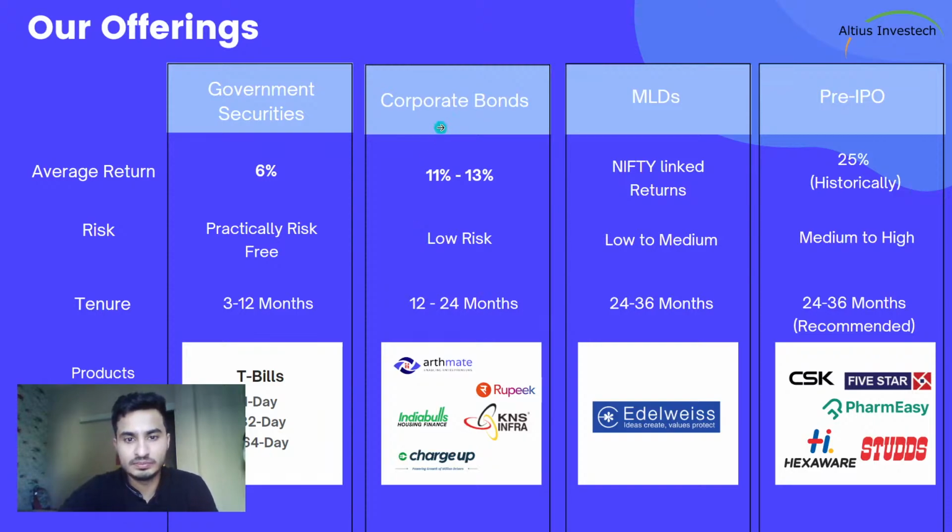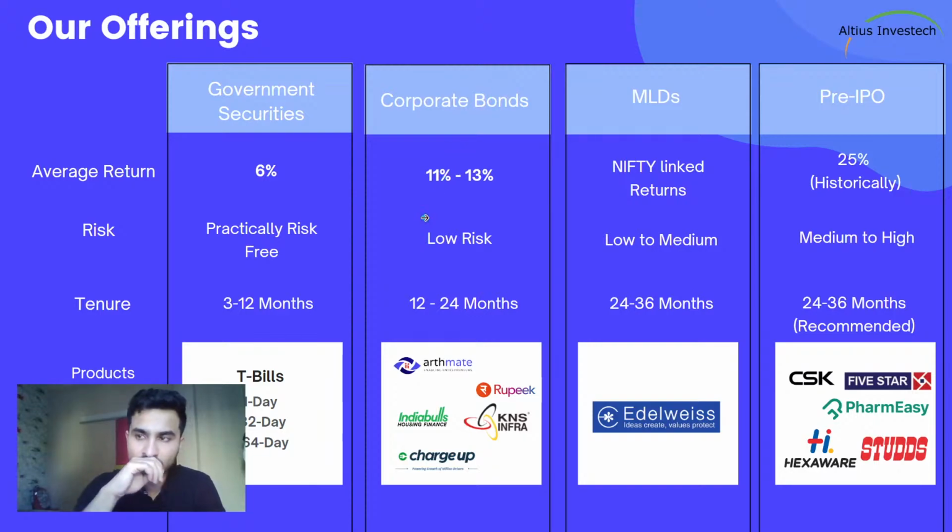The type of products available in government securities are basically T-bills. On our platform, we have listed a 91-day T-bill, a 182-day T-bill, and a 164-day T-bill, depending on the tenure you are looking to invest and the returns you are willing to invest for. The second one is corporate bonds.